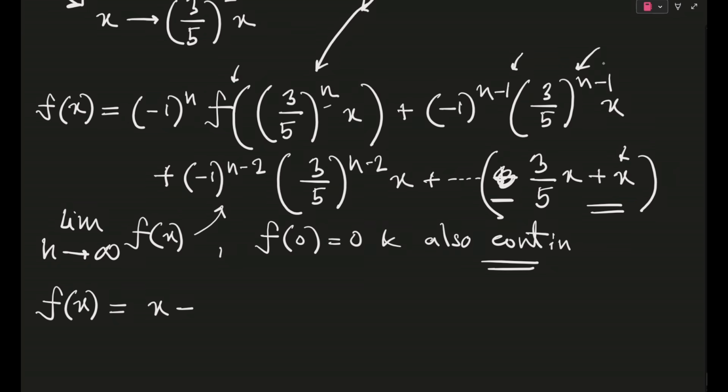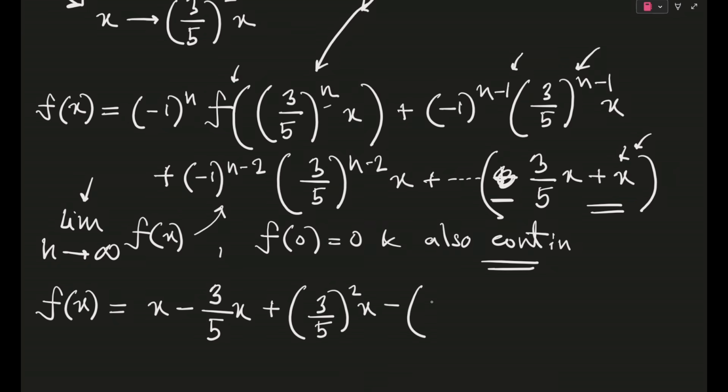Either you take the highest power and do whatever you do with limit n tends to infinity, or I guess that would be a little messy. So better is you just reverse this particular expression. Write this from x minus 3 by 5x. If I do that, it will be x minus 3 by 5x, and obviously it's a minus 1 power n minus 1. So actually your plus and minus would be alternating. The next term would be your 3 by 5 whole square x, minus your 3 by 5 whole cube x, and this will go on till infinity. That's a better option, I guess.